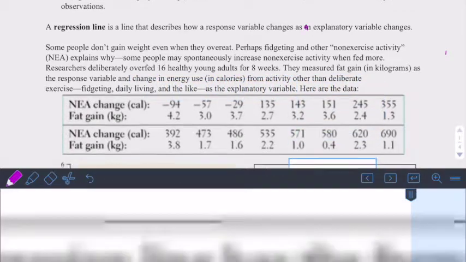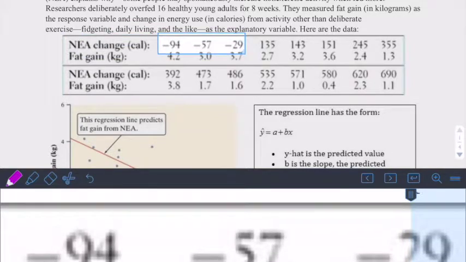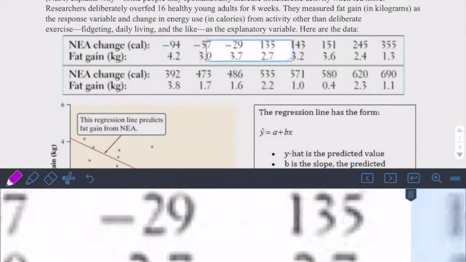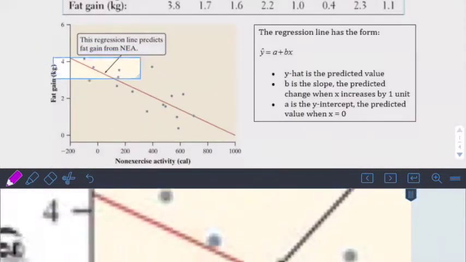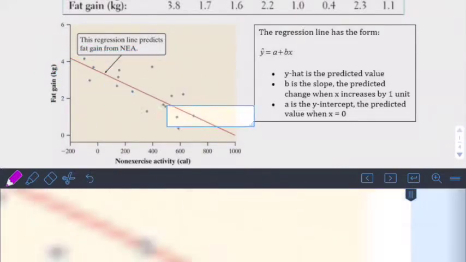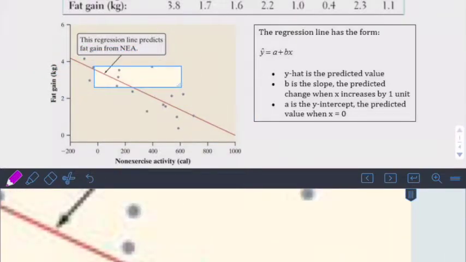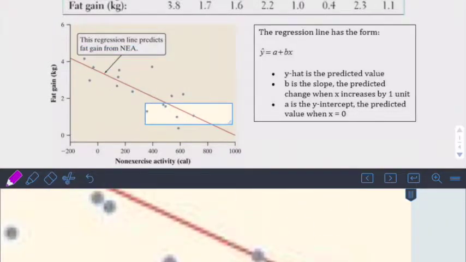So here are the data. There's the non-exercise activity, negative and positive, in calories, and then the fat gain that these overfed young adults had. So here's what the regression line looks like. With all the data points, it looks pretty linear. It's negative. It's a moderately strong correlation, right? It's not perfectly strong, but it's moderately strong.